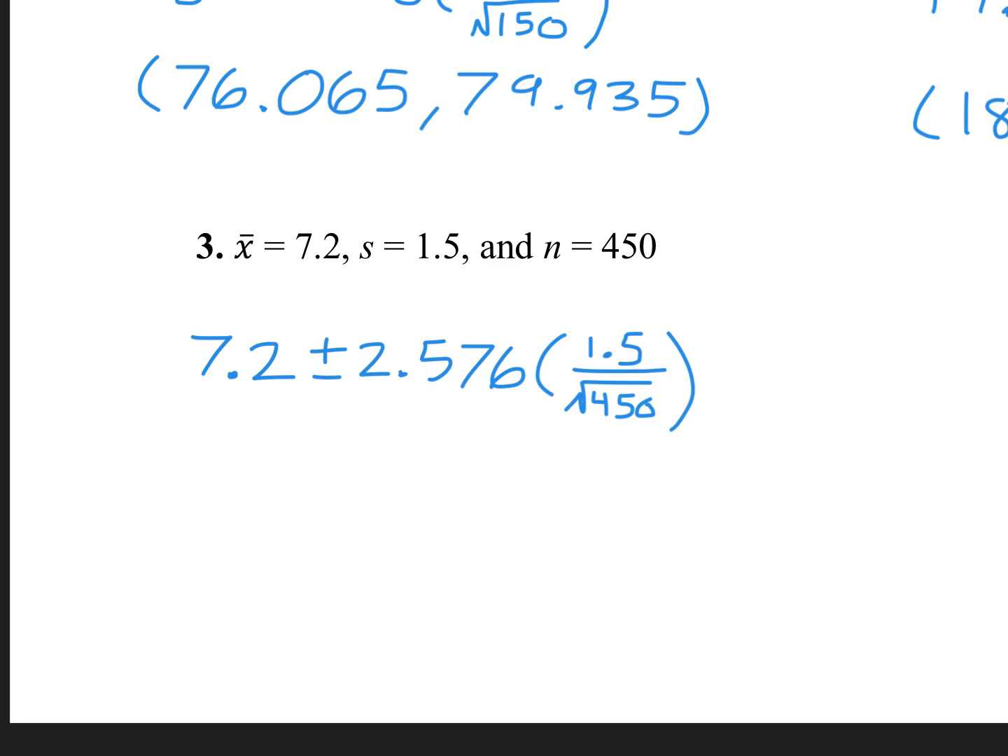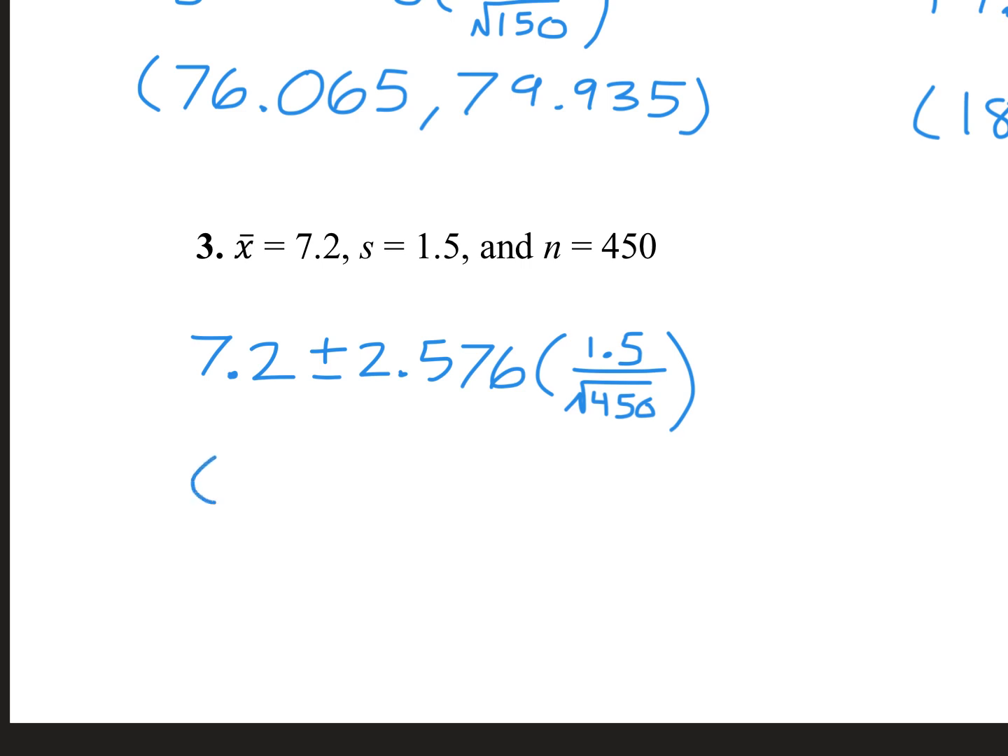All right, so go into the calculator, Stat, Tests, option number 7. Choose stats instead of data. Sigma is 1.5. X bar is 7.2. N is 450. C level is 0.99. Hit calculate.